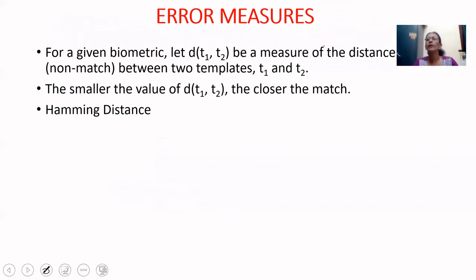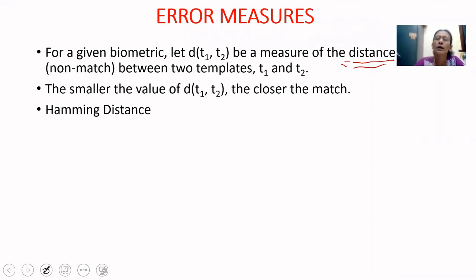Next, we are talking about matching. What are the error measures? What do we mean by a match? Say T1 is a template that we have just taken, and T2 is a template that is already stored. You have taken it some time back and stored it. You try to find out the difference between the two templates. That is what we call the distance between the two templates, T1 and T2.